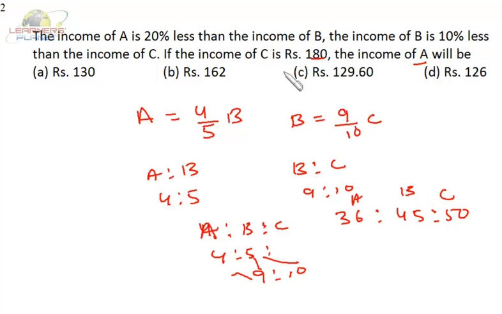Now, if the income of C is rupees 180, that means 50 part is 180, then we have to find out 36 part. Okay. So it's 180 by 50 into 36. That is the income of A. Okay. It would be something in fraction definitely. So you don't have to calculate. There is only one choice in fraction or decimals we can say. So it will be 129.6. I hope you are clear.